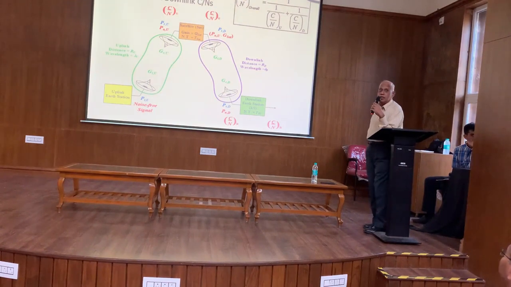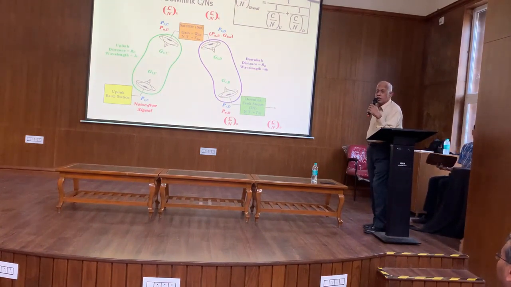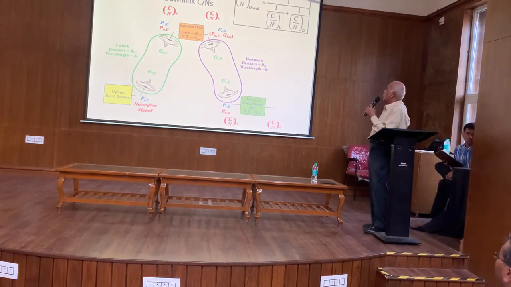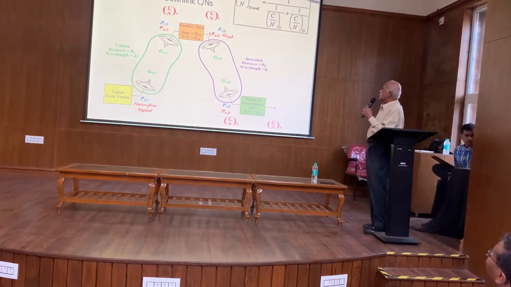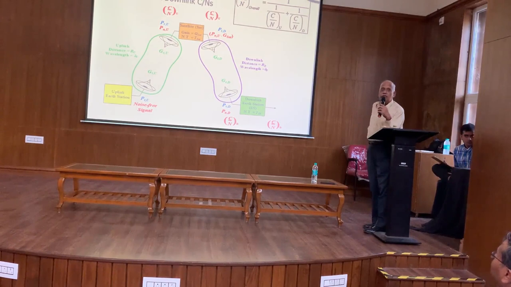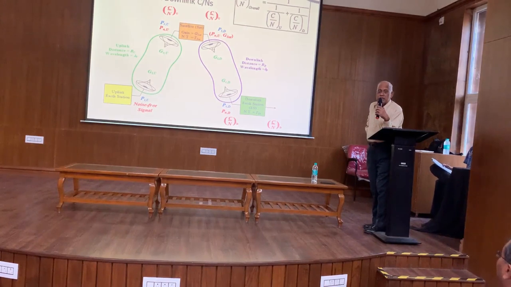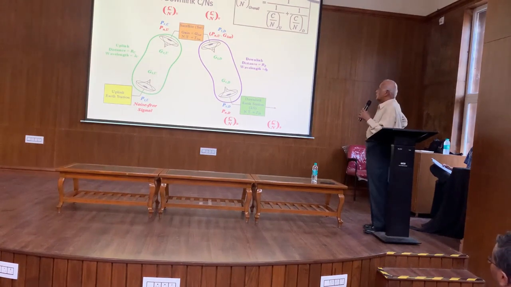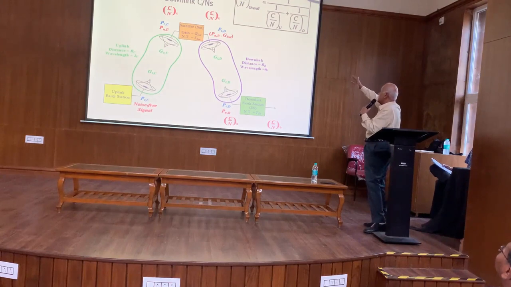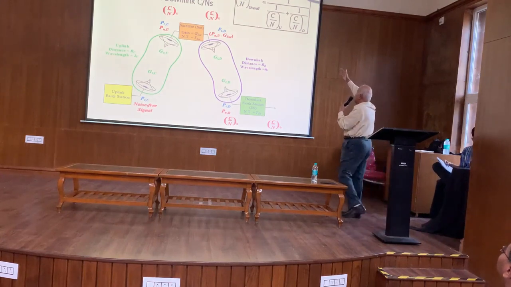In a satellite communication link, it is always the overall C by N which is taken into account for assessing the link performance. The link performance is nothing but the signal to noise ratio or energy per bit to noise ratio. So the overall carrier to noise ratio is given by this formula.